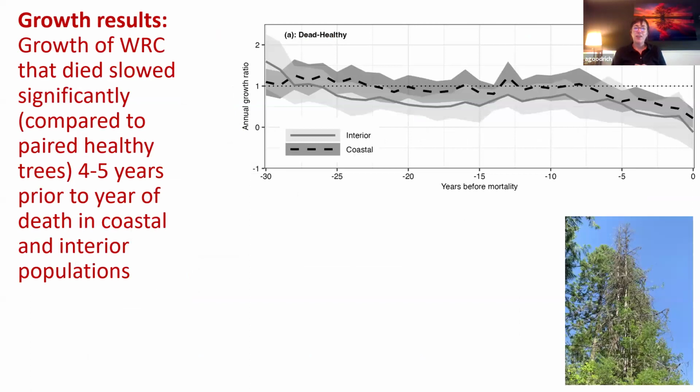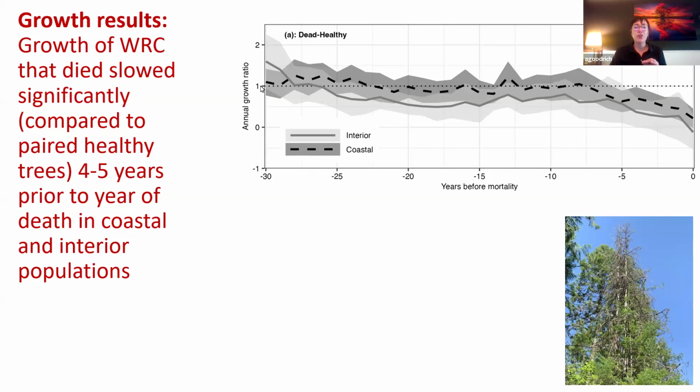Another graph that I probably am not the best person to be walking everybody through, but I'll do my best to try, is showing the growth of western red cedar of dead trees compared to those paired healthy trees. So what this graph is showing is we've got years before mortality on our x-axis. So any year the tree died would be a 0, and then we're going back in time before that. And then we have an annual growth ratio here on the y-axis.